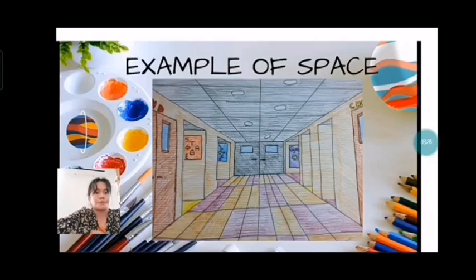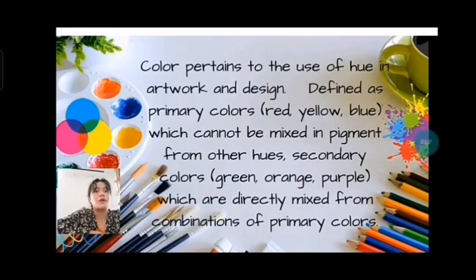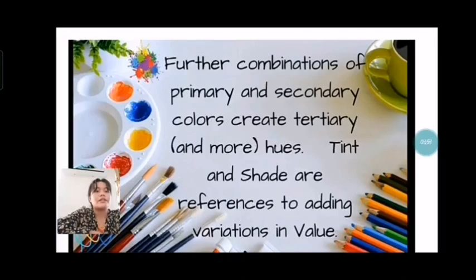Color. Color pertains to the use of hue in artwork and design, defined as primary colors, red, yellow, and blue, which cannot be mixed in pigment from other hues. Secondary colors, green, orange, purple, which are directly mixed from combinations of primary colors. Further combinations of primary and secondary colors create tertiary and more hues. Tint and shades are references to adding variation in value. Examples of color.